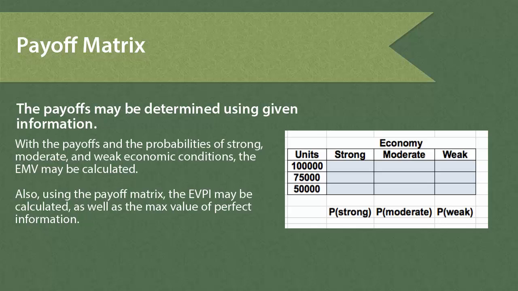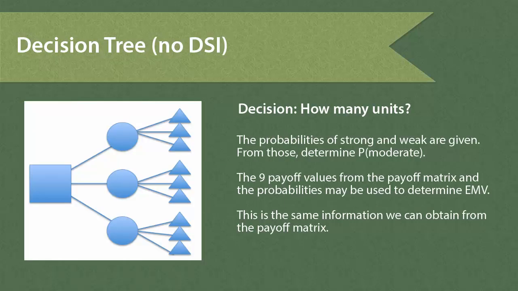And then the probabilities can be used to determine things like the expected monetary value, or EMV, as well as the expected value of perfect information. Finally, from both of those, we can determine the max value in dollars of that perfect information. But we also need to go beyond our payoff matrix and work with some decision trees.